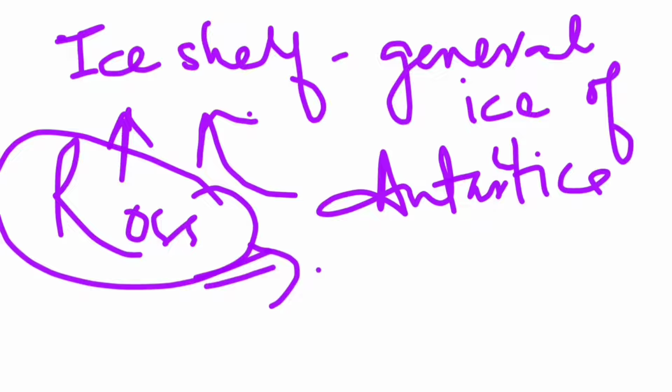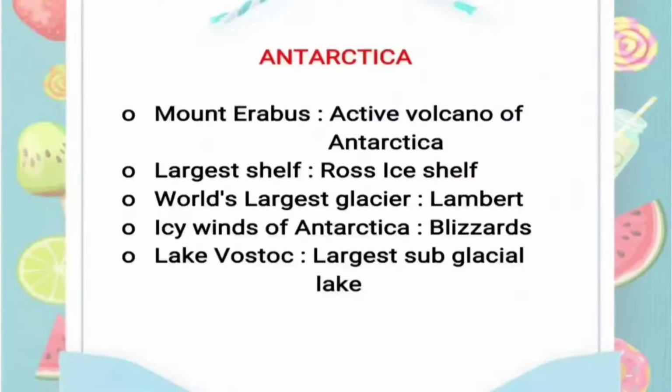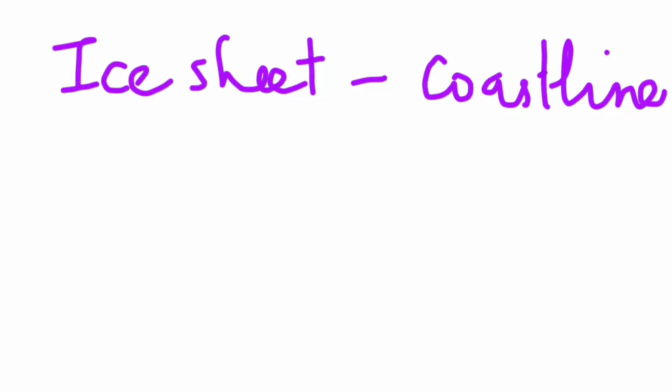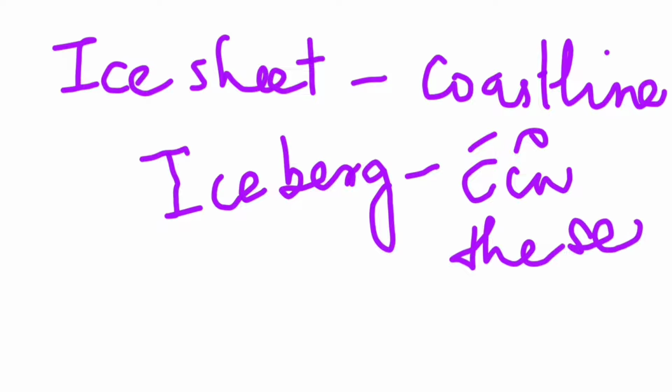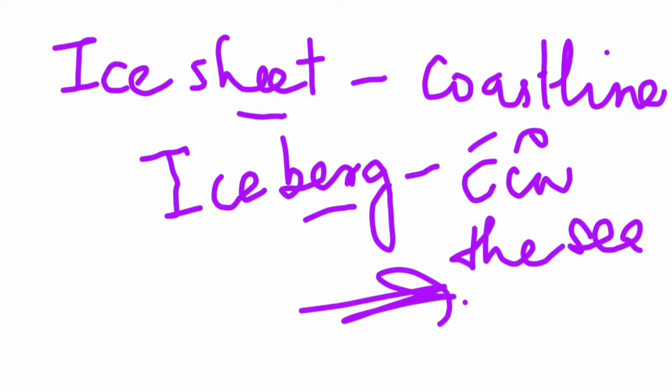Clear? Now, there are many other terms related to ice. Those are the ice sheets. What do we mean by ice sheets? It is the ice present near the coastline. We refer to it as the ice sheet. And another one is the iceberg. We are all aware of the iceberg, that is the ice present within the sea. So now it is very clear what the difference is between the iceberg, ice sheet, and ice shelf.